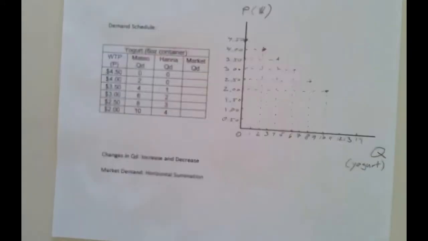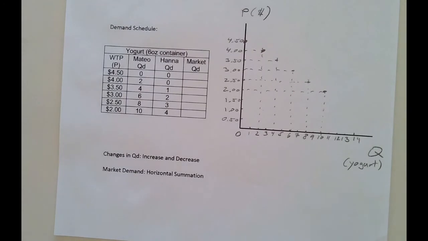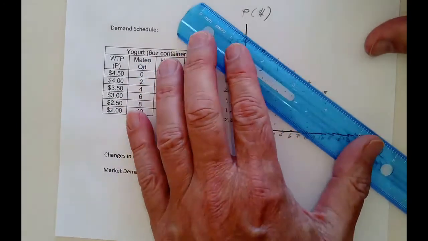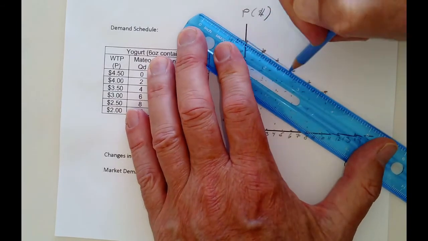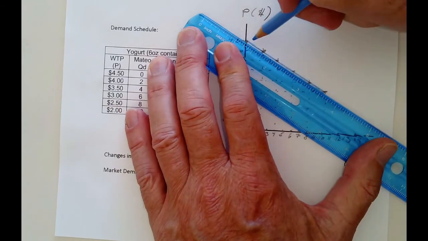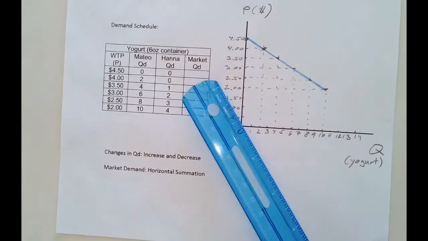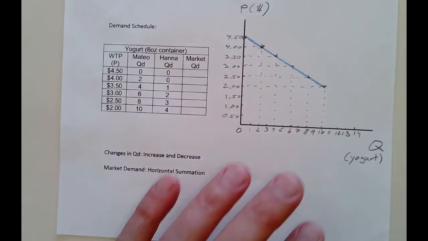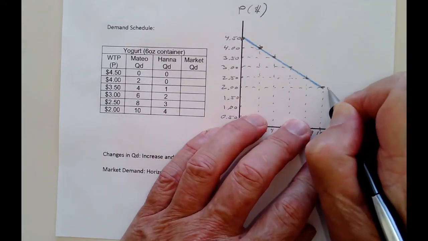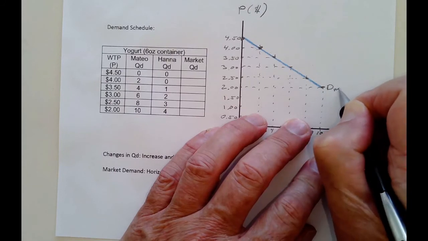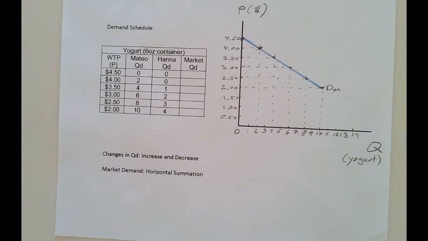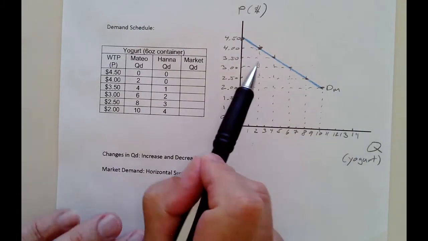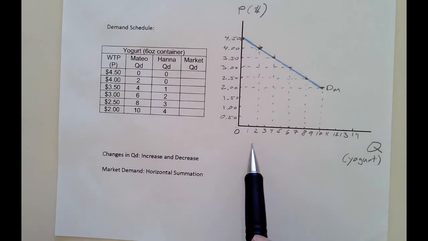If I get a ruler and maybe a colored pencil, I line them up and connect all the points. And that would be Mateo's demand. We'll write demand M for Mateo's demand. And so this line here is the relationship between price and quantity demanded of yogurt for Mateo. And when we move along the demand line, we are changing the quantity demanded.